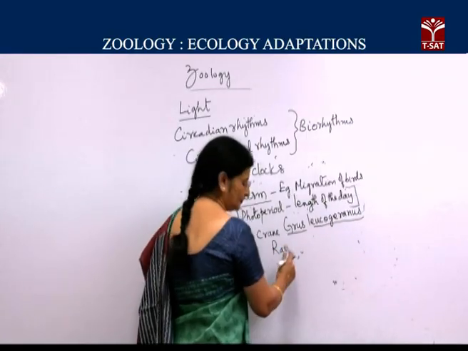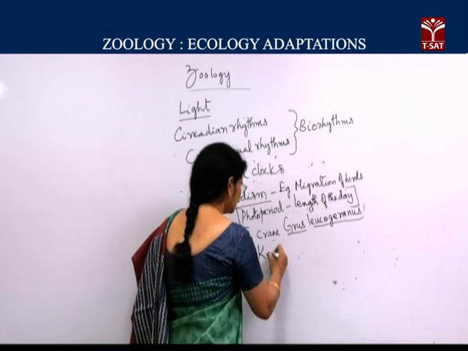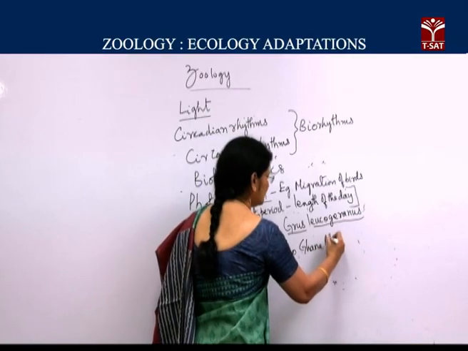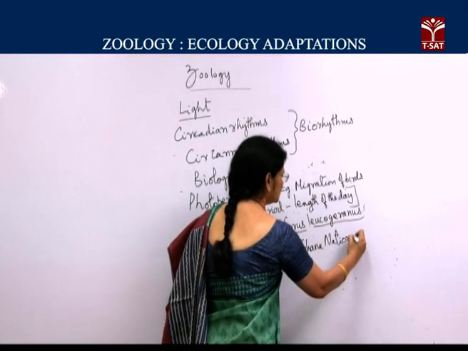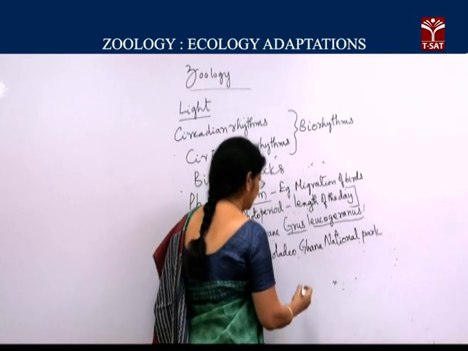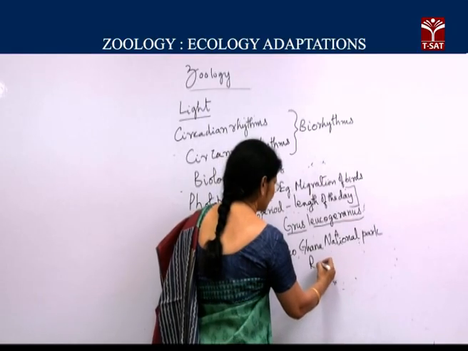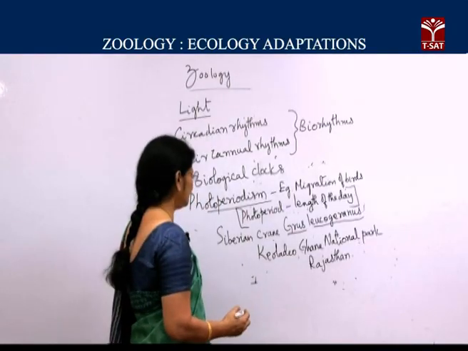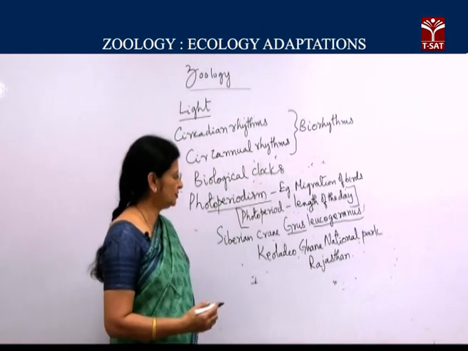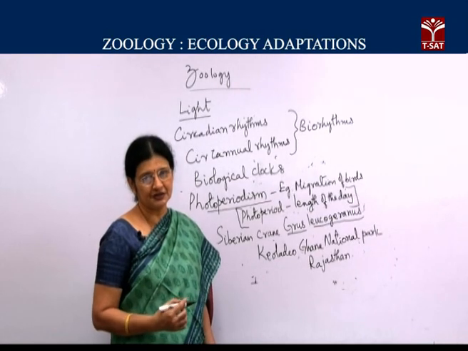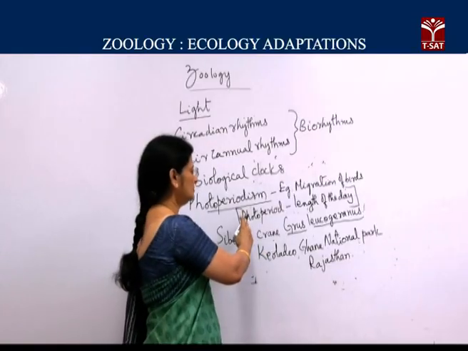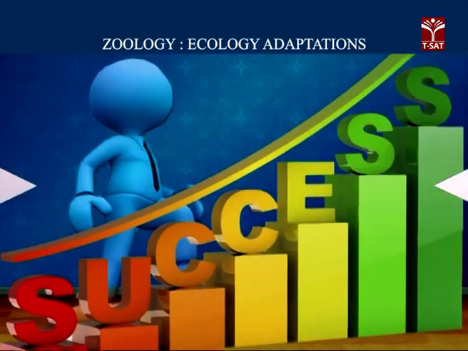In Rajasthan, there is Keoladeo National Park. It was once called Bharatpur Bird Sanctuary, now upgraded to National Park in Rajasthan. So these birds, they migrate to Rajasthan during winter. Again, during summer, they go back to their places. So this behavior is depending on the changes in the photoperiod.